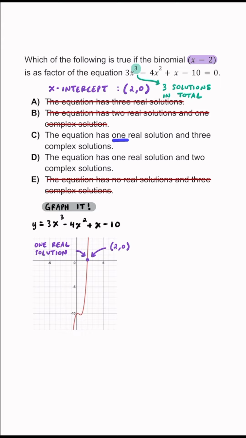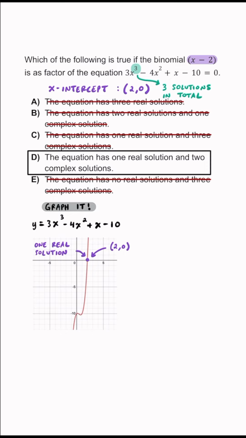While answer choice C and D both say that there's one real solution, C also says that there's going to be 3 complex solutions, while D says there's going to be 2 complex solutions. Because 1 plus 3 is 4 and we can't have 4 total solutions, C is out. We know D is the right answer.